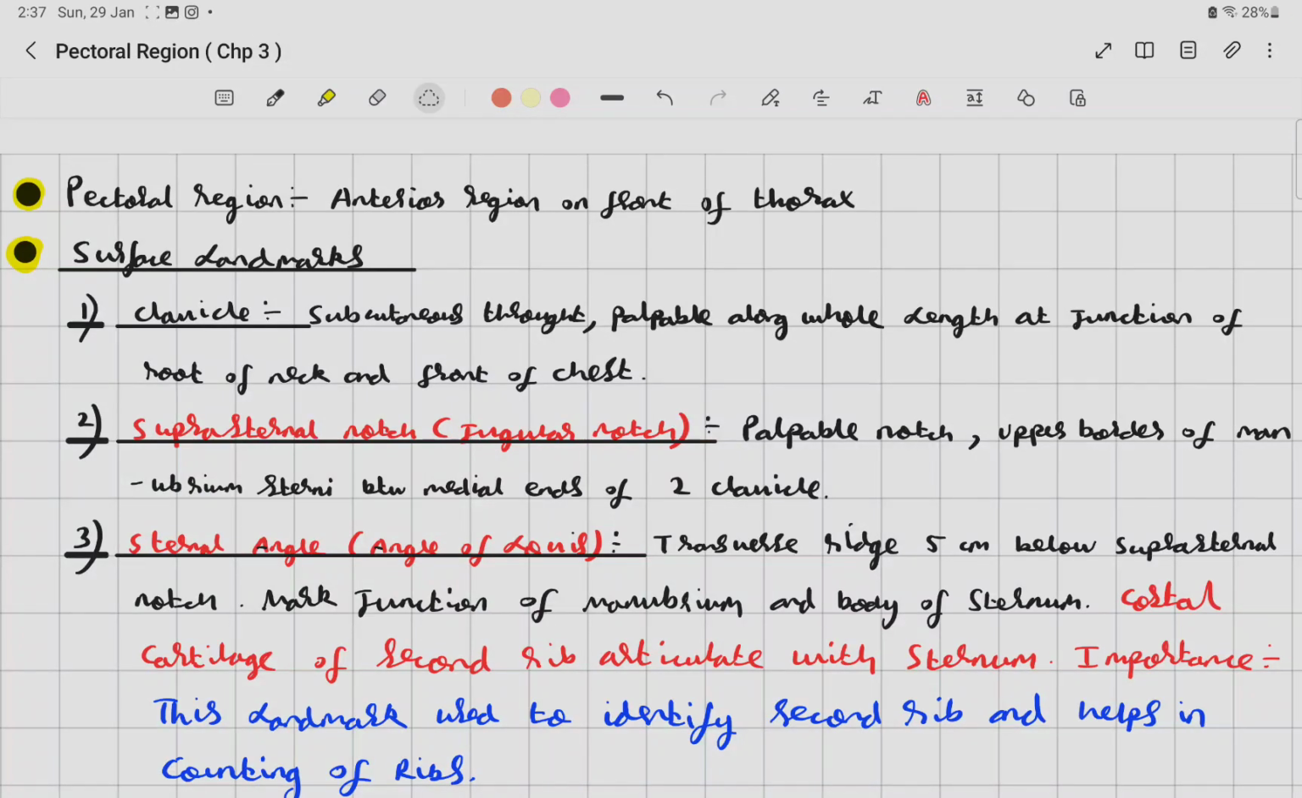So today we will be learning about the pectoral region. The pectoral region is present in the anterior region, on the front of the thorax. Now, what are the surface landmarks of the pectoral region?